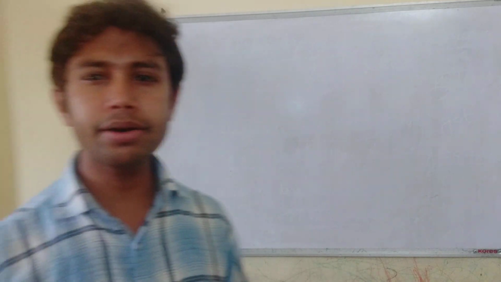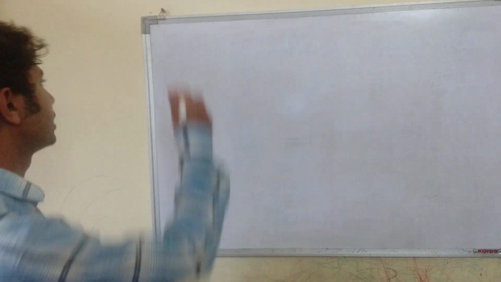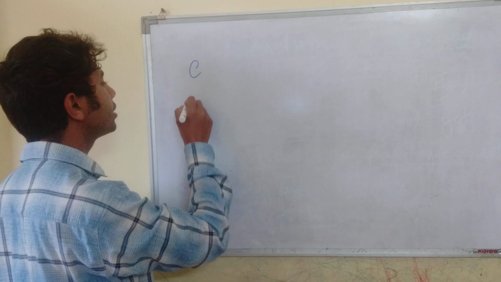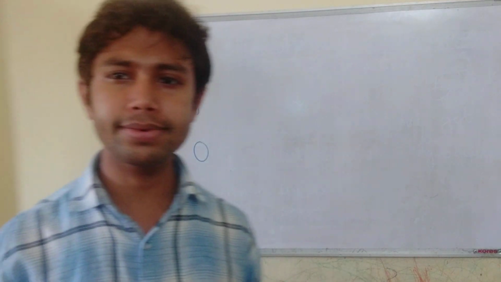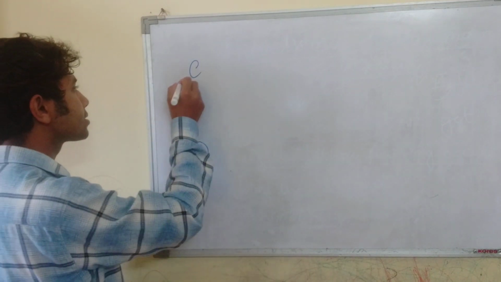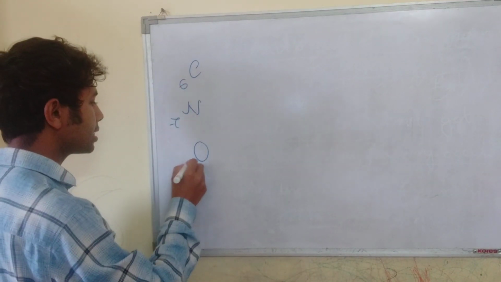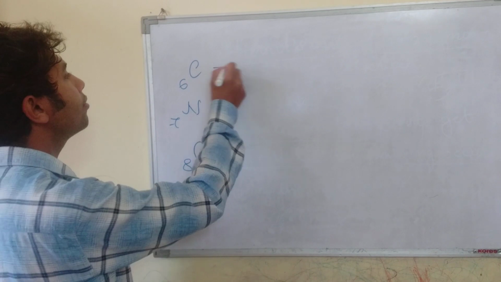Let us consider one or two examples, like carbon, nitrogen and oxygen. The atomic number of carbon is 6, nitrogen is 7, oxygen is 8.